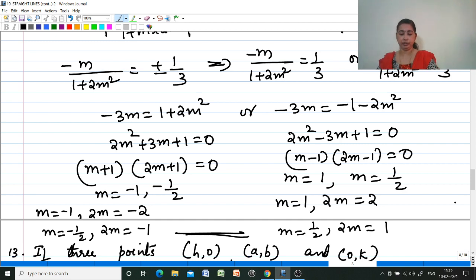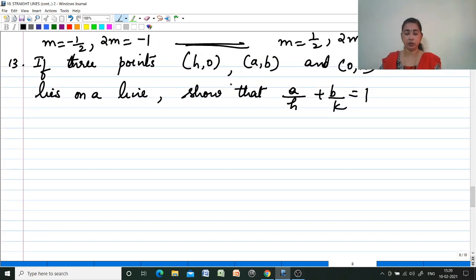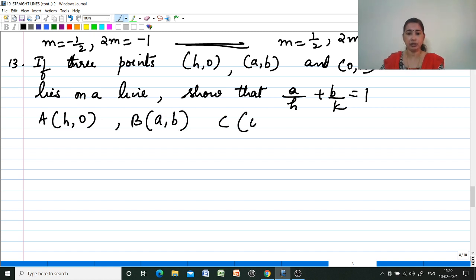Now question number 13. If 3 points (h, 0), (a, b), (0, k) lie on a line, show that a by h plus b by k is equal to 1. So how can you show that this is equal to 1? 3 points on a line means we can take the points as A (h, 0), B (a, b), C (0, k). It is lying on a line means slope of AB will be equal to slope of BC.